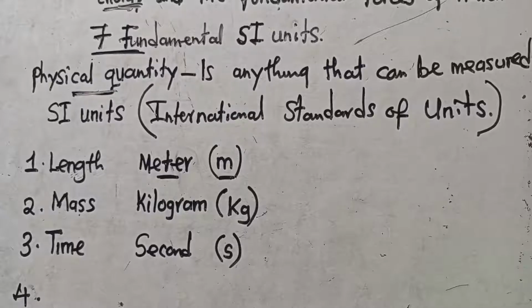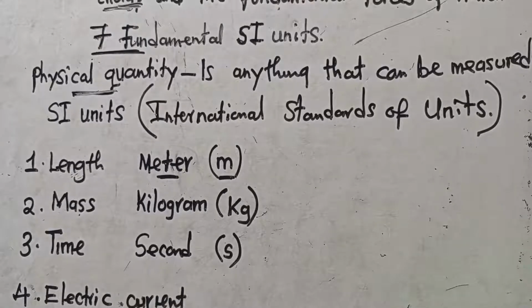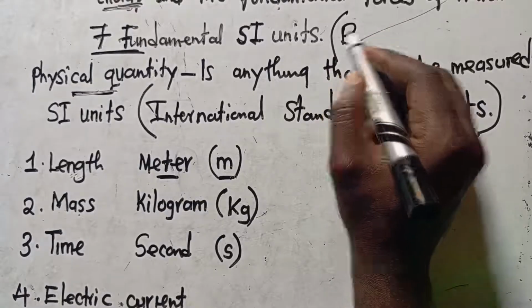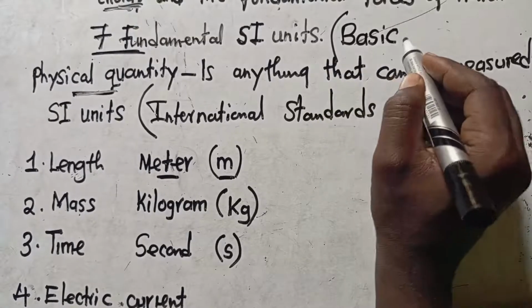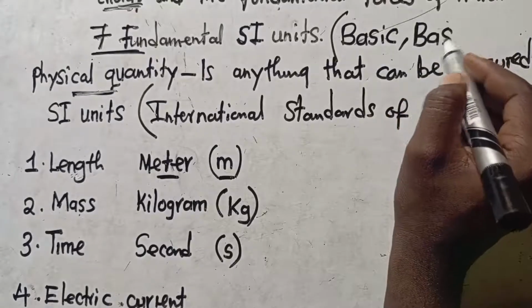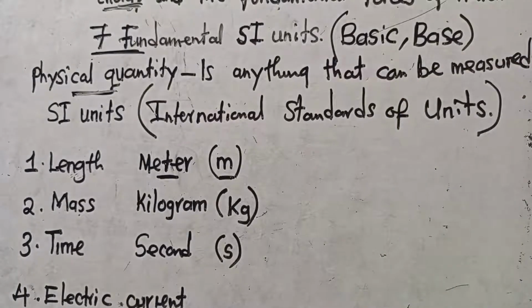We go to the fourth one. The fourth one is called electric current. Do you know that you can measure the electric current? So meaning, since we can measure the electric current, these ones that I'm listing here, these are called 7 fundamental SI units. Another word that you can use, these are called basic. You can also call them base. So I want to use every language that comes in an exam. Some people call them basic SI units. Some people call them fundamental SI units. Some people call them base SI units.